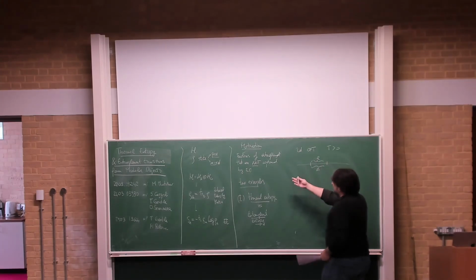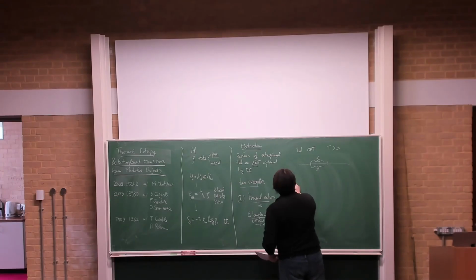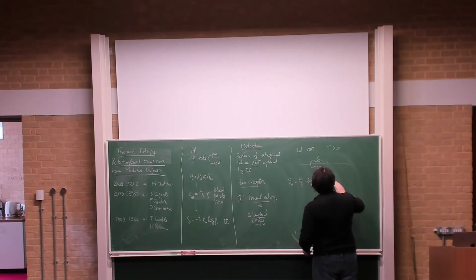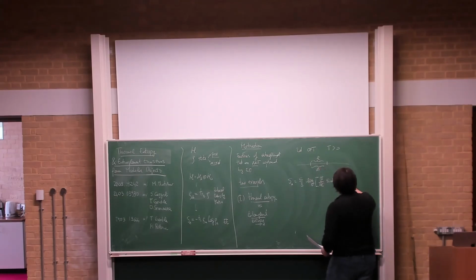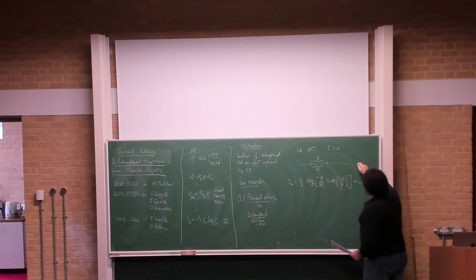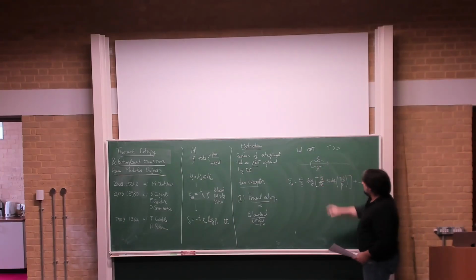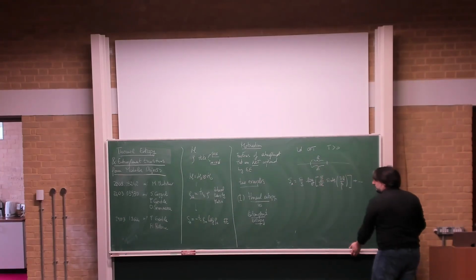What is the entanglement entropy of this situation? C over 3 log of beta over pi epsilon times sinh of pi L over beta at finite temperature. Beta is the inverse temperature, L is the length of the interval, epsilon is the UV cutoff.